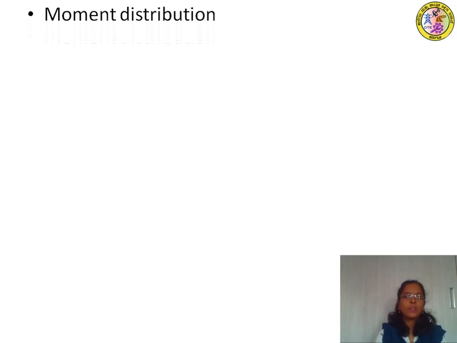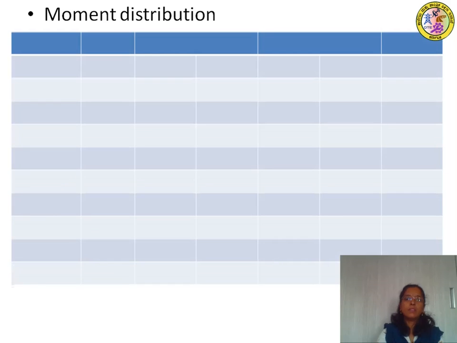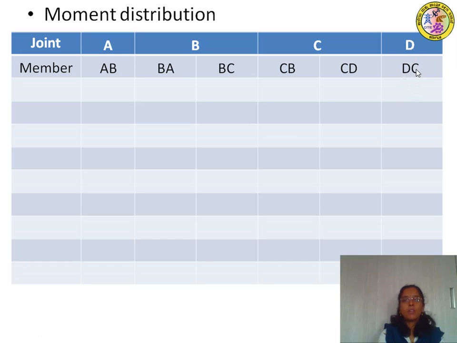Okay. So next is distribution of moments, that is, we'll distribute these assumed sway moments. As usual it is distributed in the form of a table. The first row is the joints of the structure. The different joints are A, B, C and D. In the second row we'll have the members at each joint. Under A we have member AB. Under B, BA and BC are the members. Under C we have members CB and CD. And for D we have member DC.